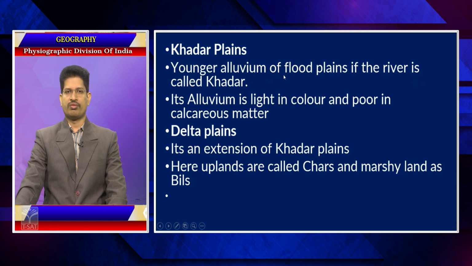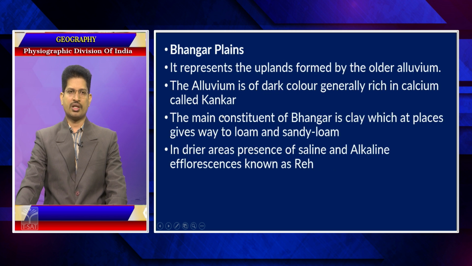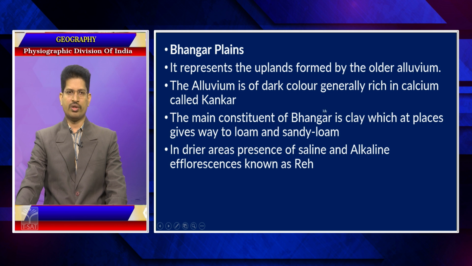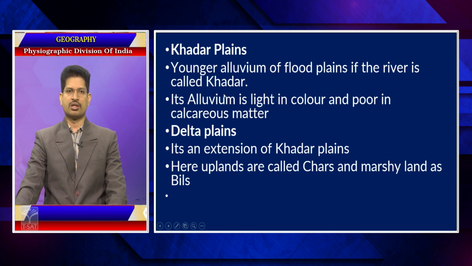The younger alluvium of the floodplains of the river is called Khadar. So, when the alluvium deposits are younger, it is known as Khadar. Its alluvium is light in color and poor in calcareous matter. So, that is the basic difference between Khadar and Bangar. In the case of Bangar, it is older alluvium. In the case of Khadar, it is newer or younger alluvium.